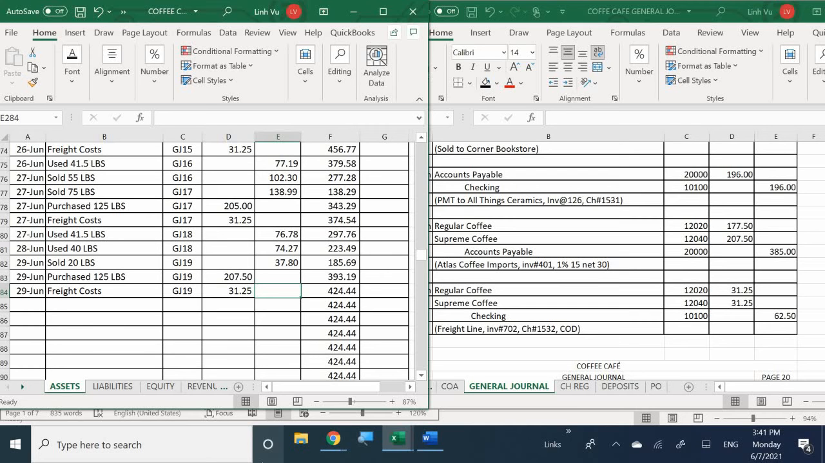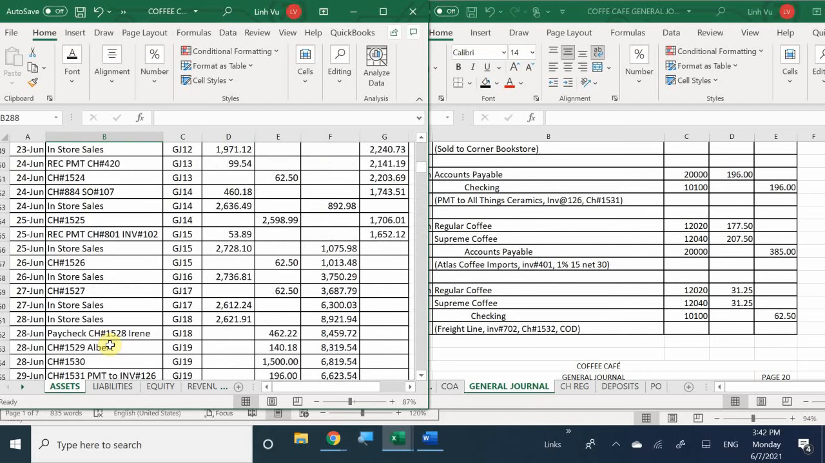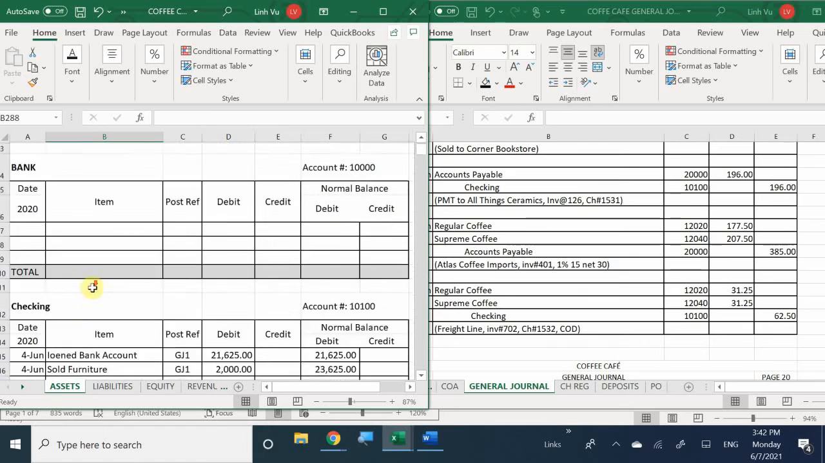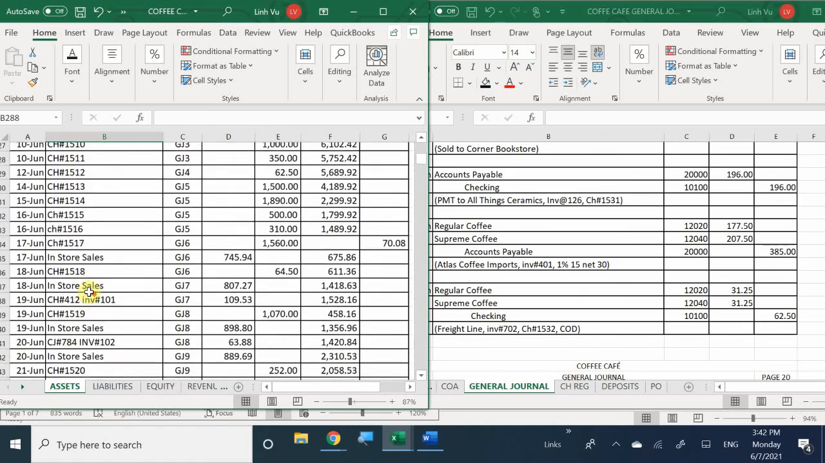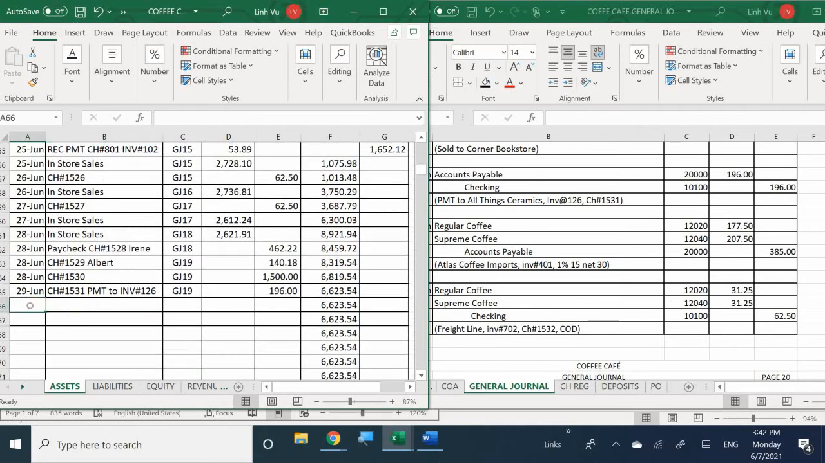Okay, I'm good. Thank you. As someone pointed out, we're going to jump to, since we're already in assets, checking, because we did write a check for the 6,250. I said 72, right? It's okay. I understood you.